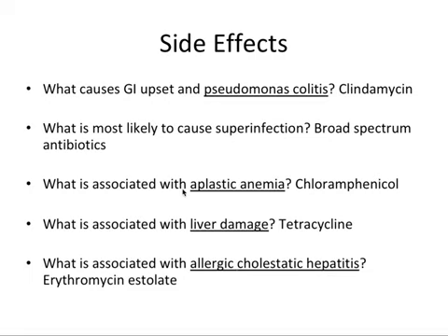Now, what's associated with aplastic anemia? That's this drug called chloramphenicol. Associated with liver damage is tetracycline. And associated with allergic cholestatic hepatitis is erythromycin. So these are just 5 kind of high-yield facts. Unfortunately, I don't really have a great way to remember some of these, but if you have some time to learn these, that could be pretty helpful for you.